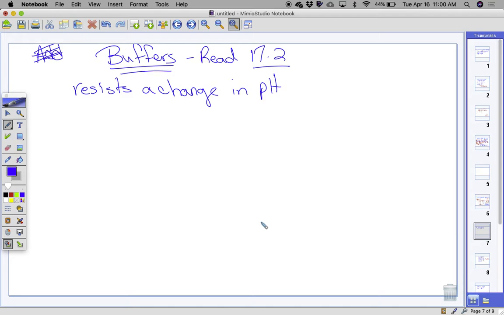Is there a certain reason why it resists the change? Yes, it's because it's made up of a weak acid or weak base and its conjugate acid or base. And I'll show it to you in the ice table.